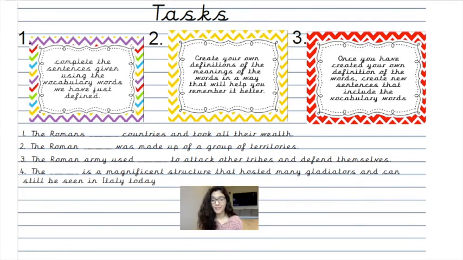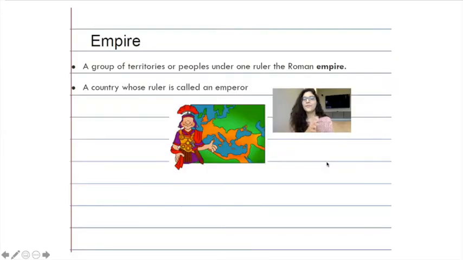Your second task is to create your own definitions of the meanings of the words in a way that will help you remember it better. I will give you an example. If we have the definition for the word empire, it says a group of territories or peoples under one ruler, the Roman Empire. I'm going to use my own words to give empire a new definition, but it still means the same thing. I'm just going to say it in a way that will help me to remember it a little bit better. So I would say that an empire is a country or a place that is ruled by one person and one person only. Those are my words. I've not used what's on the screen, but it has helped me to understand what the word means. I hope that makes sense.